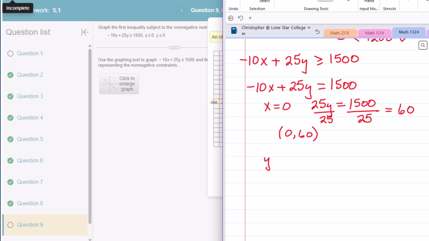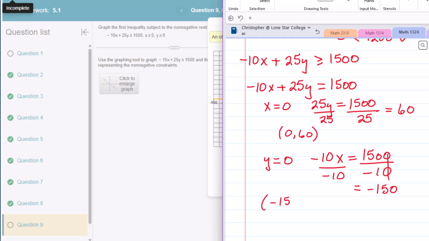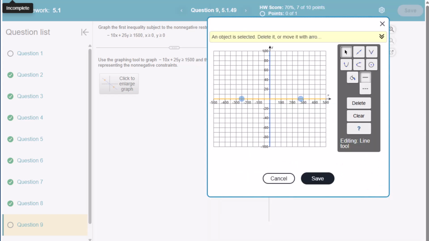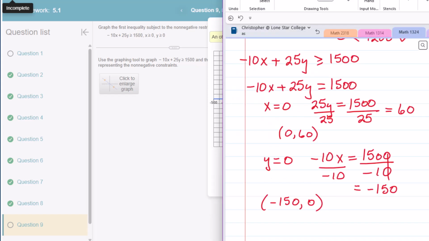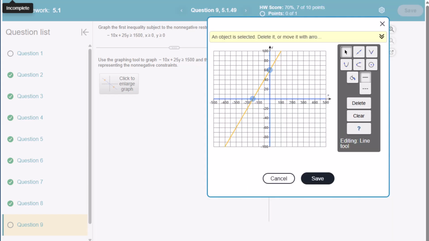Now if I let y be 0, I get minus 10x is 1500. And if I divide by minus 10, that cancels, and I get minus 150. All right, so I get the point minus 150 and 0. Let's see if I can do all this. Minus 150 and 0, yes. And I think 60 was my other point. Yeah, 0, 60. All right, so we're good.